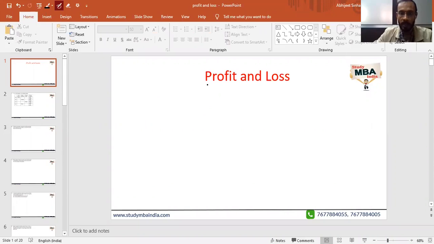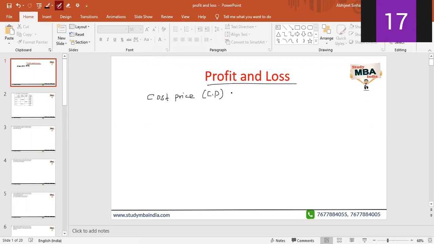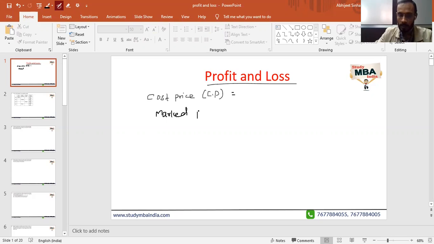Basically, in profit and loss, at first we start from the cost price. There is a cost price, which we denote as CP, right? Yes, sir. So there is some cost price. Above the cost price, if something is marked, then that is called the marked price, or we generally denote it by MP.